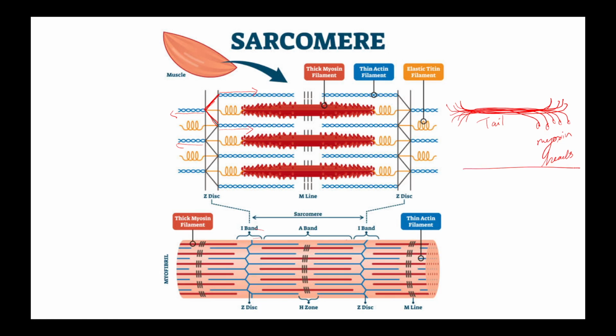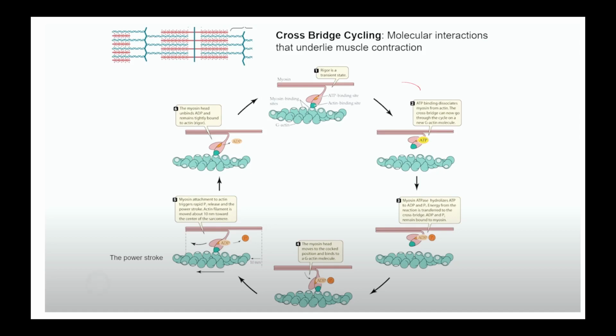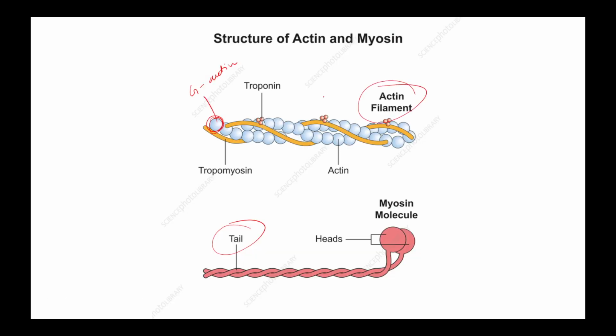So we understood the myosin structure. Then we have the actin. Actin is a globular protein. So this is one actin, a globular protein, and that is why it is referred to as G actin. Many such G actins come and bind with each other and make a filament, and that is F actin. This whole stretch of globular actin is referred to as an actin filament.